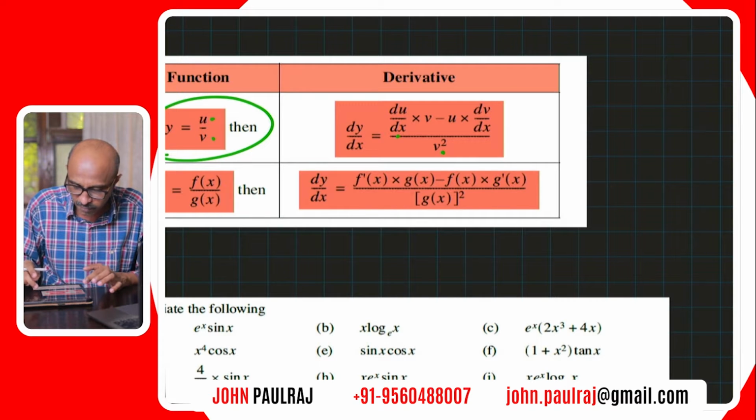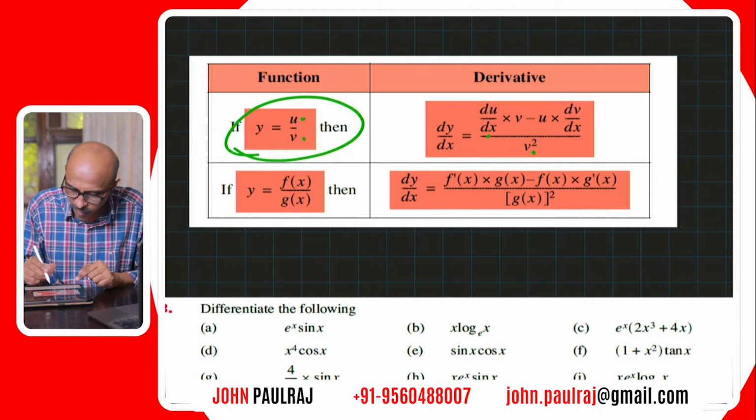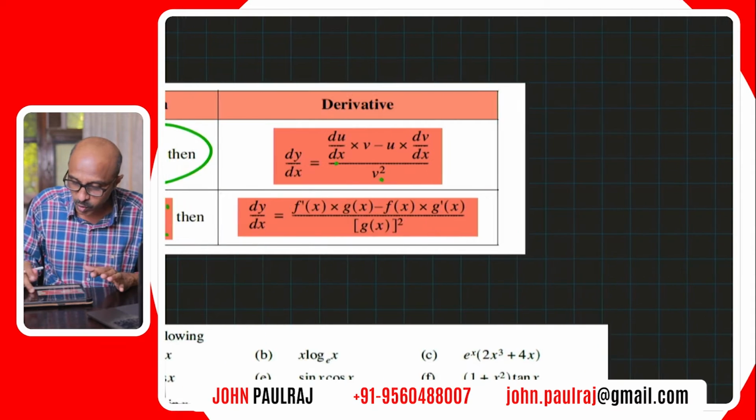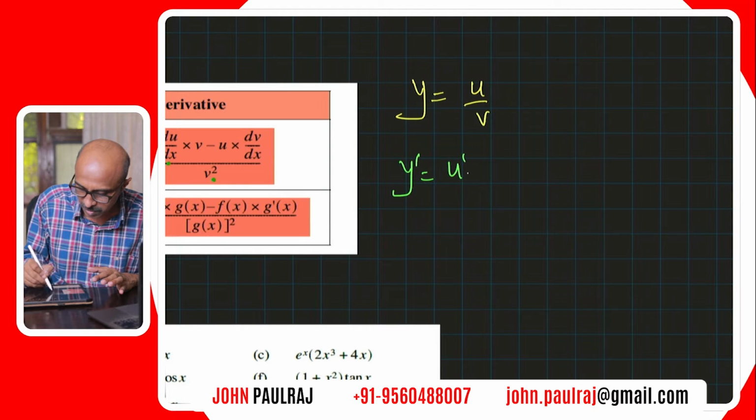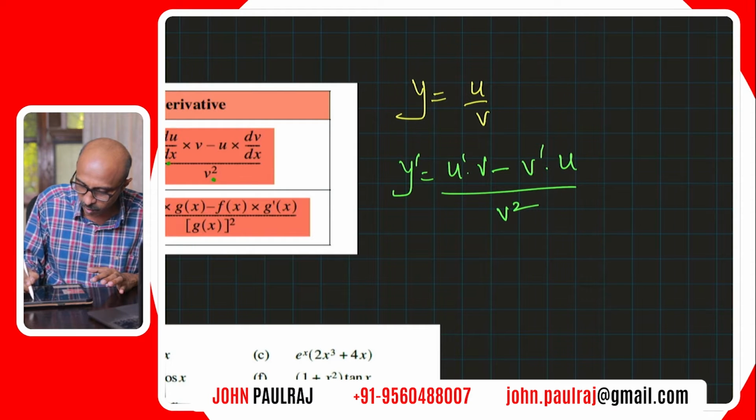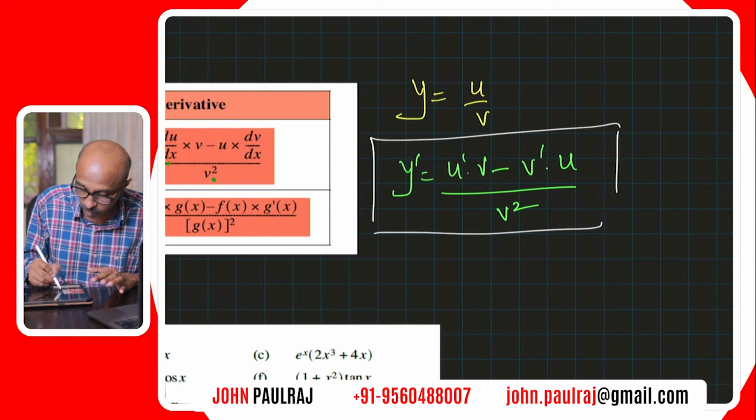Another form of this is f prime of x times g of x. If f(x) and g(x) are the numerator and denominator functions, u over v, then it's f prime x times g(x) minus f(x) times g prime of x, the whole thing divided by g(x) squared. There is also a compact form of remembering this quotient rule. If y is given as u over v, then the derivative is given by u prime times v minus v prime times u, the whole thing divided by v squared. These are all the different forms of the same quotient rule.